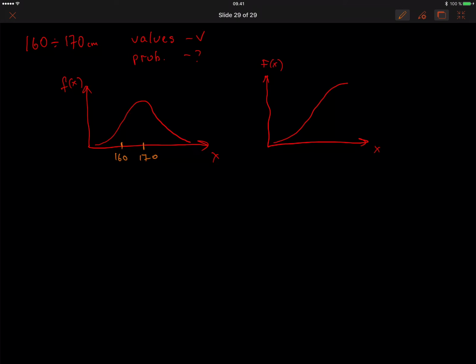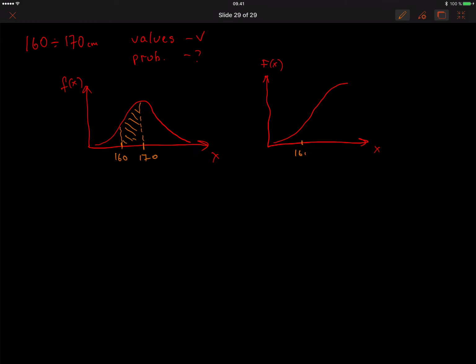So the probability to find a value between 160 and 170, or in other terms, if you measure the height of one random person, what's the probability that this height will be between 160 and 170? We know that this is the area under the PDF curve. So that's the integral of f(x) between 160 and 170. But if you use a CDF, you don't need to calculate the integral, because CDF exactly gives you this value.